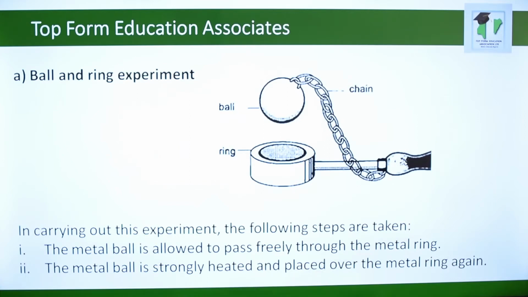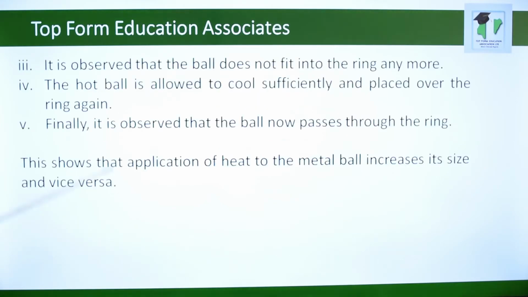Remember, we said that when we apply heat to solids, the molecules vibrate about their mean positions. Once they vibrate about their mean positions, the distance between the positions is increased, separated. And so it leads to expansion of that solid. Now the metal ball is strongly heated and placed over the metal ring. What happens next? It is observed that the ball does not fit into the ring anymore because it has expanded. Are you getting it?